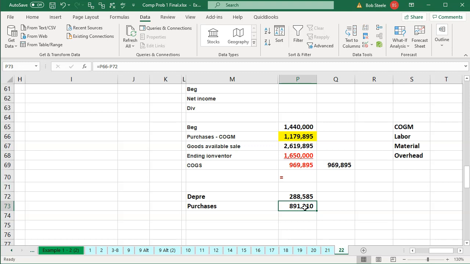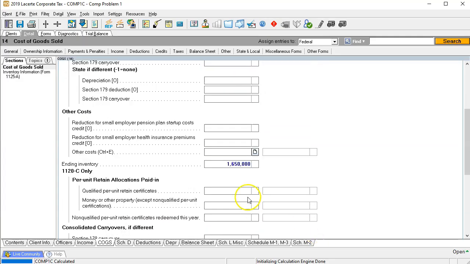Then we've got the depreciation, which should be carrying forward from the tax return. So that should be calculated correctly, this number. And those two numbers should add up then to that 1179895 here. That'll give us the cost of goods available. Ending inventory 1650. That should be the same. So we're down here. That's good.